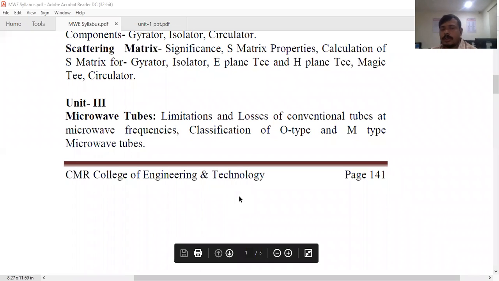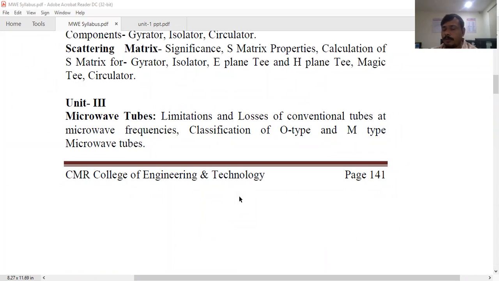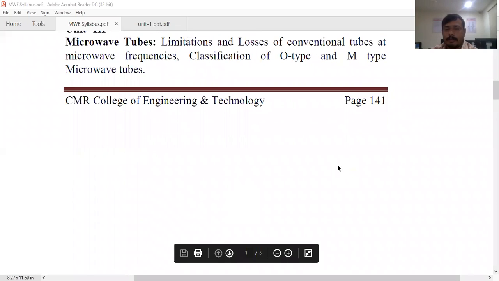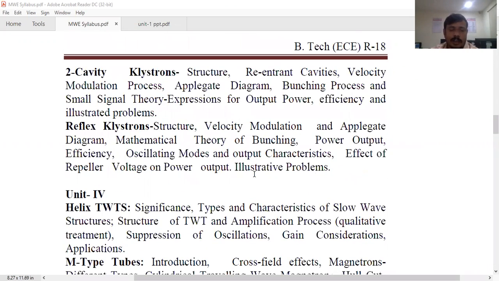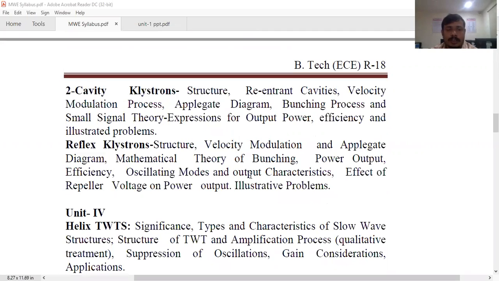So we have the two types of microwave tubes classification: O-type tube and M-type tube. Right, these are the linear tubes, where velocity modulation is the concept. The M-type tube has the magnetron, which comes under M-type tube. And the O-type tubes have the Klystrons and TWT, that is the traveling wave tubes, and Klystrons come under O-type tube.